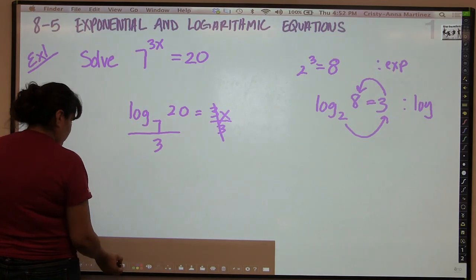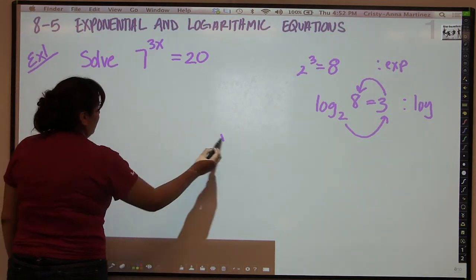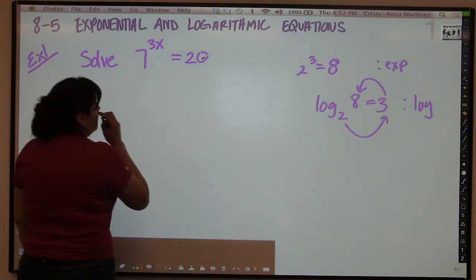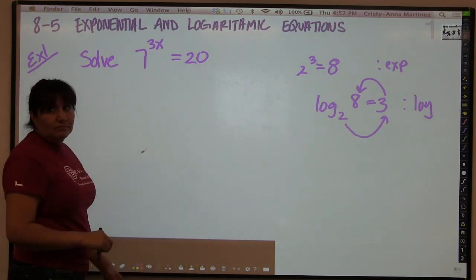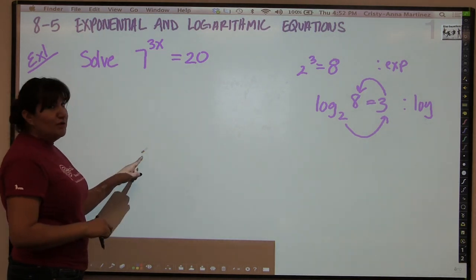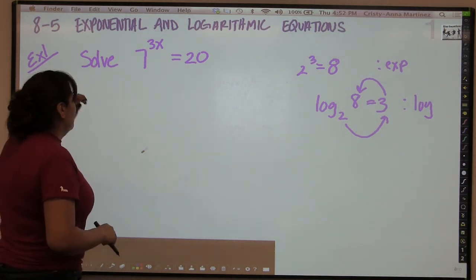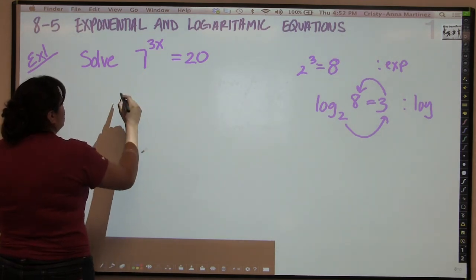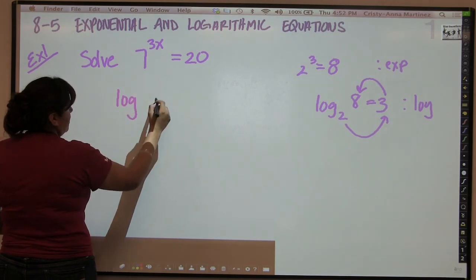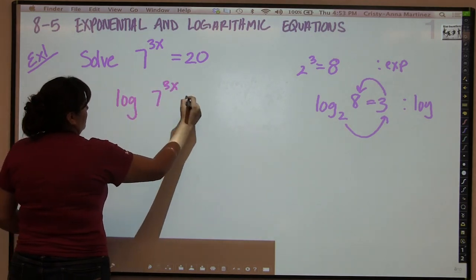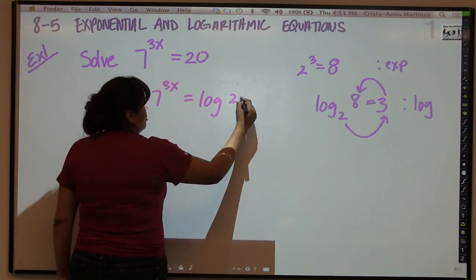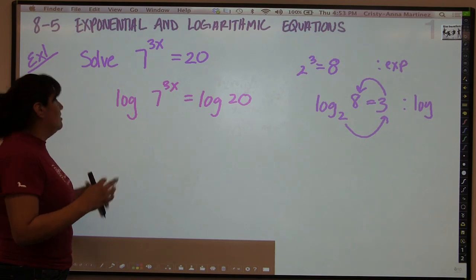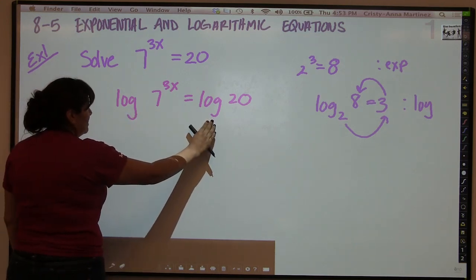What if, instead of doing that, we were to take the log of both sides? We take the log of both sides because the inverse of exponential is logarithmic. So I go log of 7 to the 3x power equals log of 20. And remember that if I don't have a little subscript number, we assume that it's a 10.